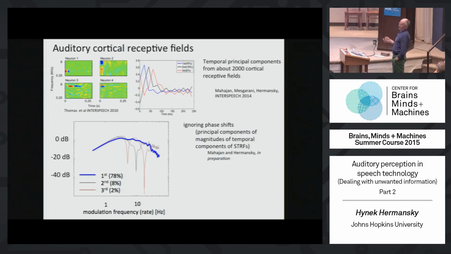So what we did, that was with Nima and Garani, we took a number of these cortical receptive fields, which we talked about a little bit before, about 2,000-3,000, whatever. We basically swept the floor at the University of Maryland and computed principal components from these fields in both the spectral and temporal domain. Here I'm showing the temporal domain. They look very much like the RASTA filter. It's a bandpass. Peak is somewhere around 4 hertz.